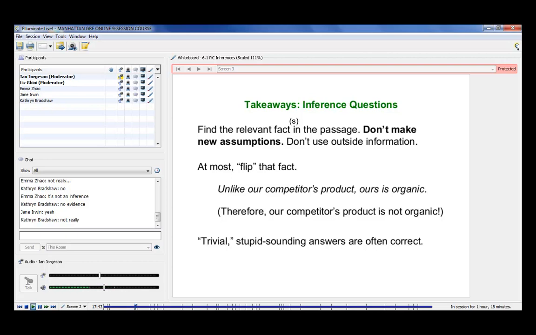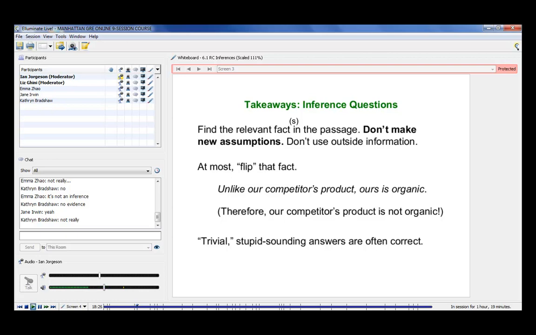So at most, flip it around. Unlike our competitor's product, ours is organic. Therefore, our competitor's product is not organic. Right? The word unlike guarantees that. Oftentimes, the correct answer is going to be fairly dumb or trivial. It won't seem to be all that big a deal at all. It will seem to be pretty mundane, let's say. But that's okay. That's what you're looking for, something that must also be true given the fact or facts in the passage. All right, questions about these inferences at all?